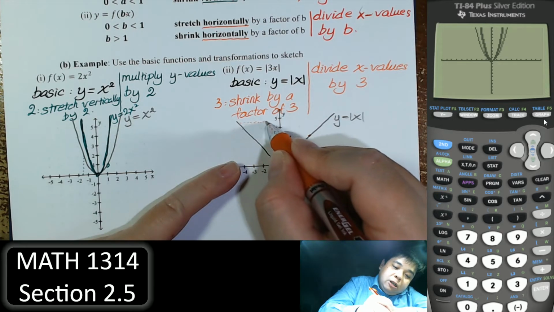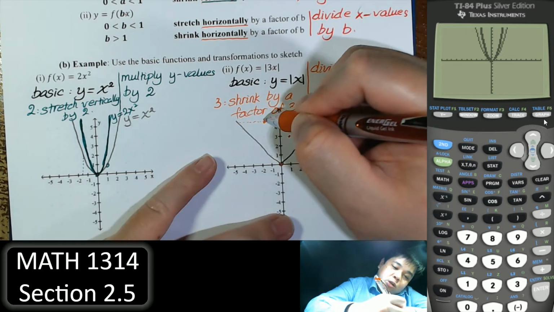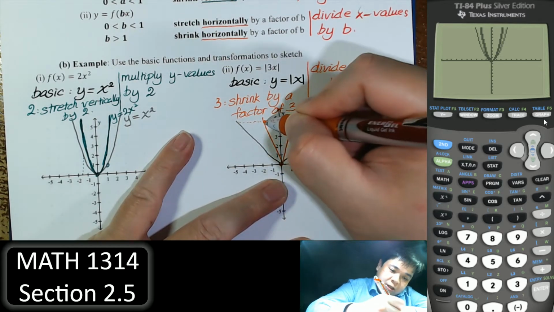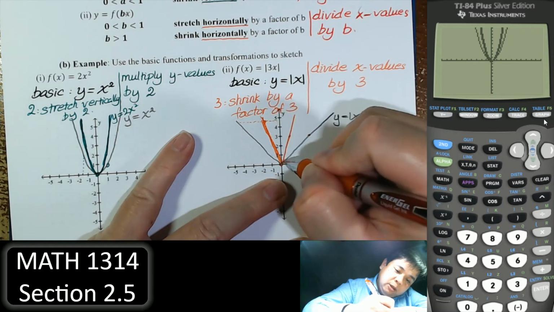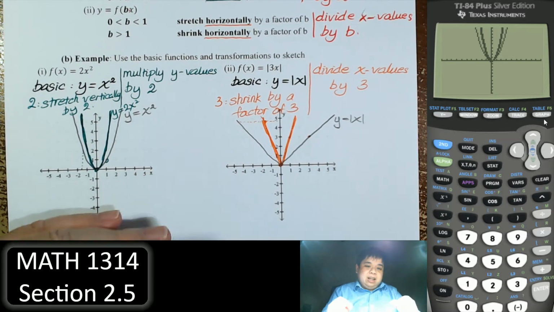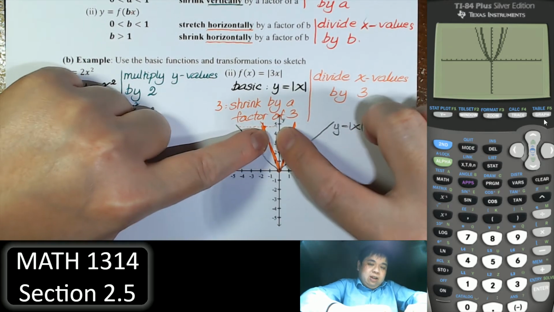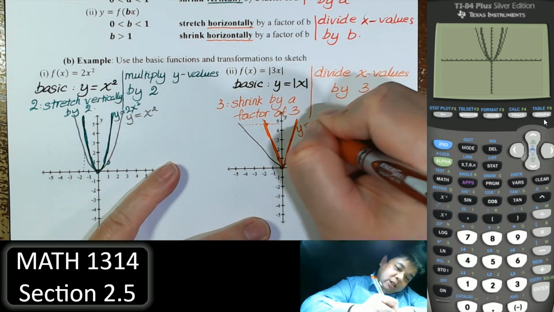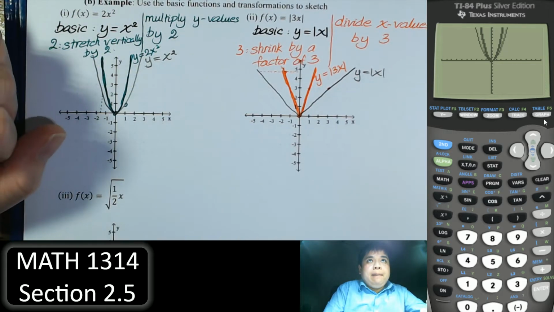Remember, x value is the horizontal distance. Just cut that to 1/3 of that. So the graph we have is this V. So what we have is the graph just shrunk horizontally, pushed horizontally. We're going to have y equal to the absolute value of 3x. Right.